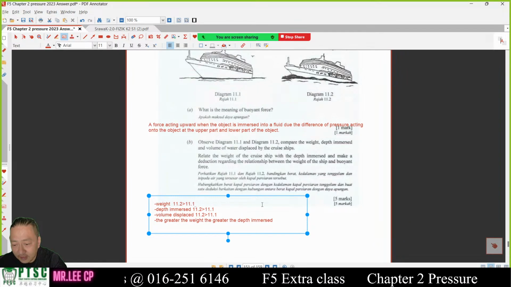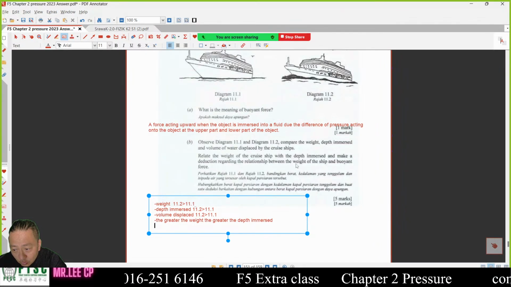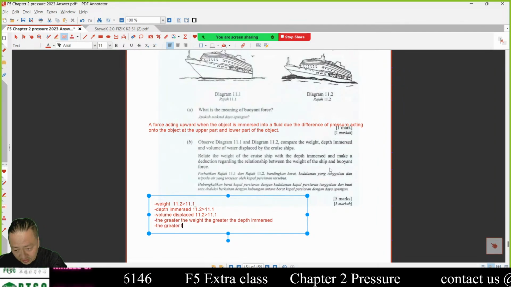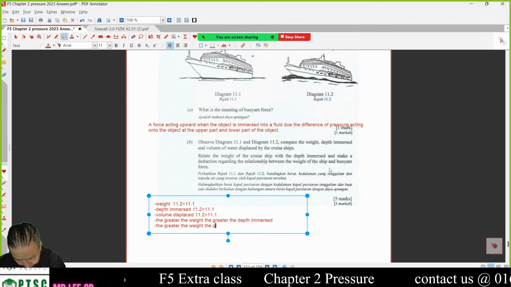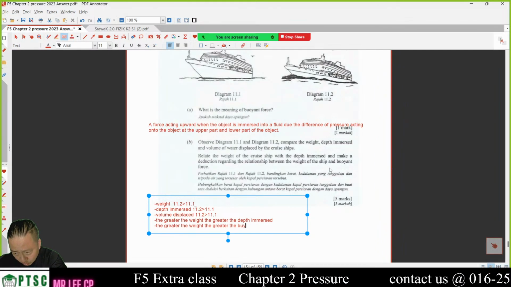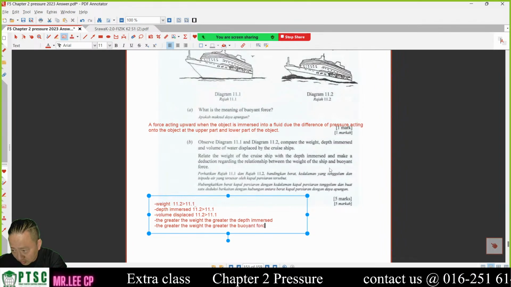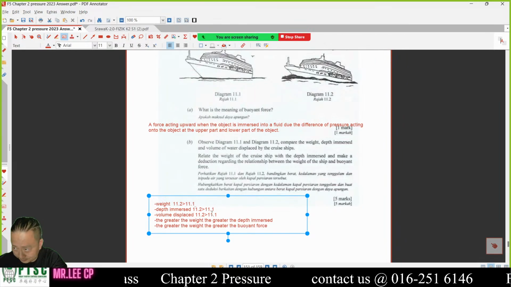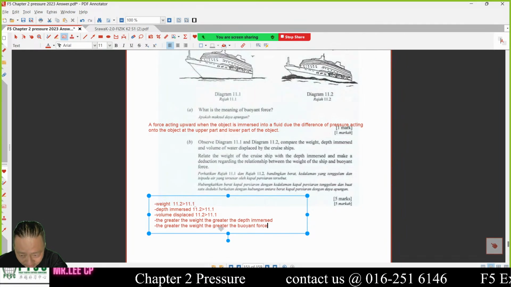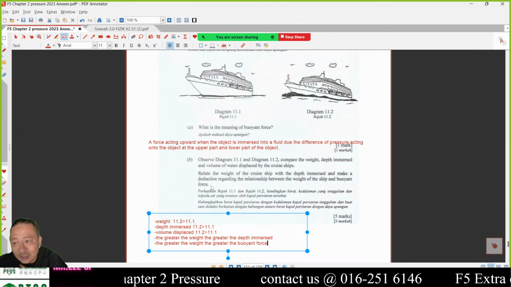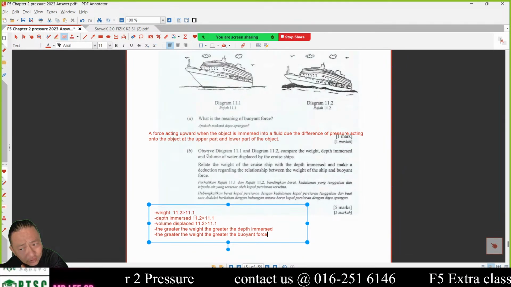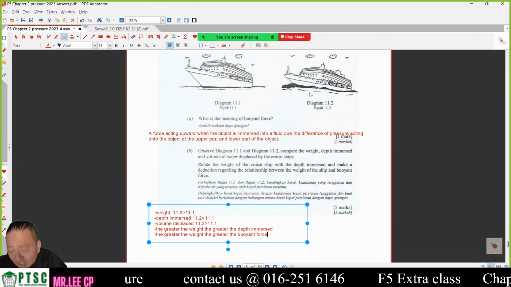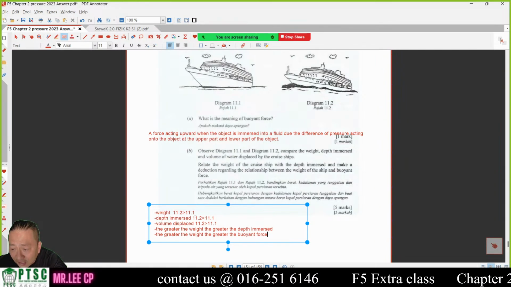Right? Lastly, relationship between weight and the buoyant force. Alright? So the greater the weight, the greater the buoyant force. Now, some of you wrote the weight is equal to the buoyant force, but they ask you to compare. You read the question. I want you to read the question. Observe 11.1 and 11.2, this diagram and this diagram, compare, and then relate this one and this one.